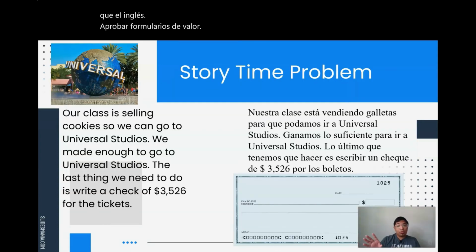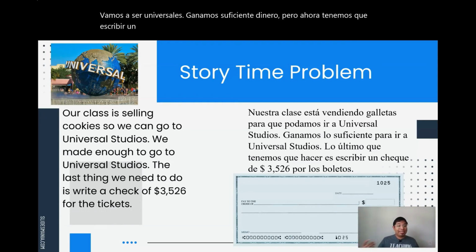Okay. Story time problem. Okay, so remember, we are going to Universal. We made enough money, but now we need to write a check for 3,526. Okay, so when you write a check down, this is how you do it.